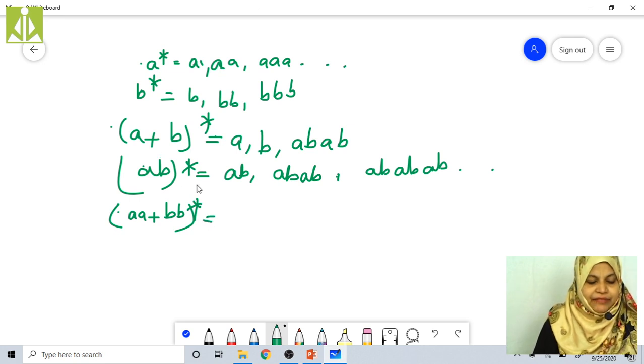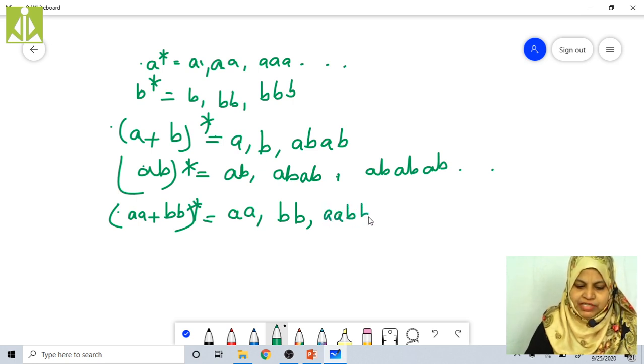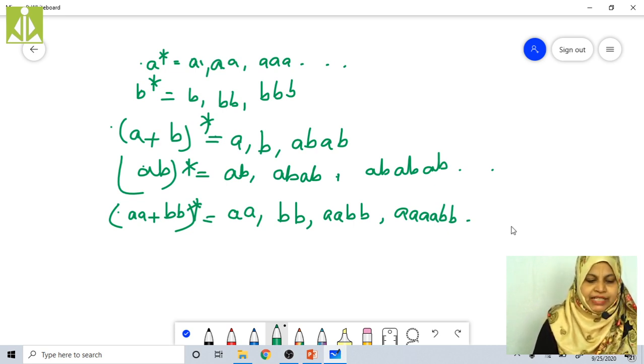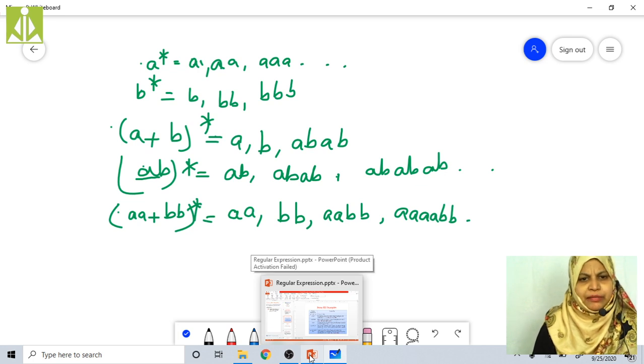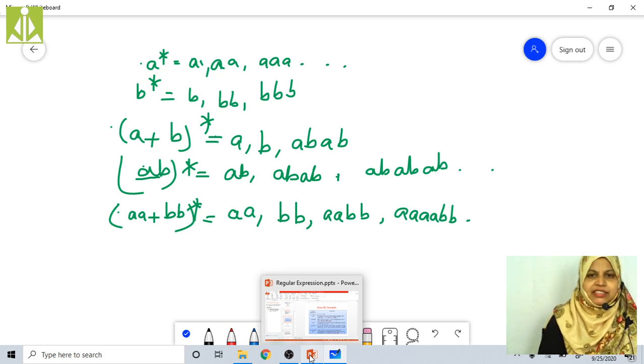What does it mean? Even number of A's and even number of B's, right? Here, see here, either AA is also the right one, BB is also the right one, or else AABB is also the right one. It should be a combination of even number of A's and even number of B's. See here AB means it should follow the AB, right? Here these are the fundamental rules. By seeing the regular expression we can write the string, right? Up to here clear?